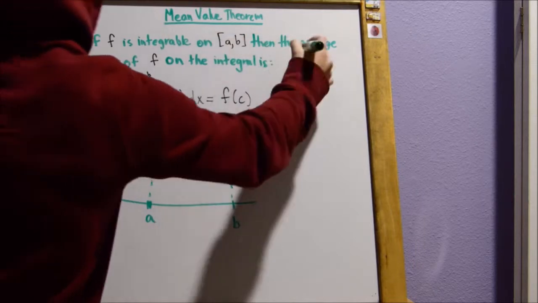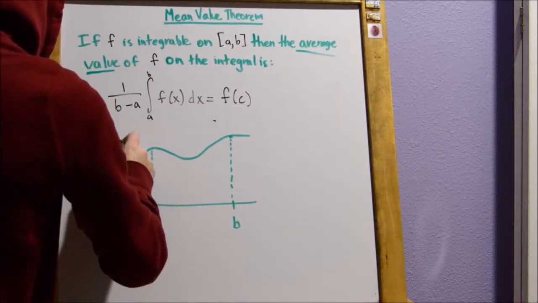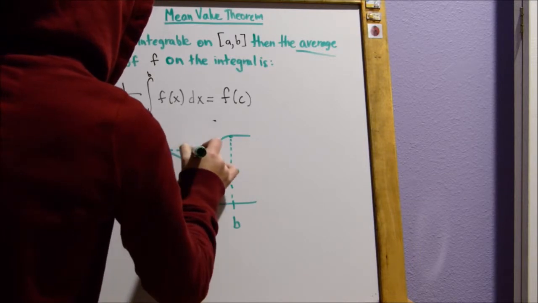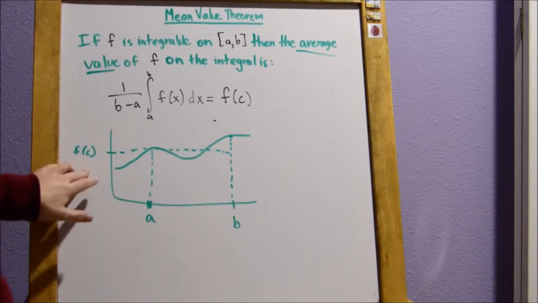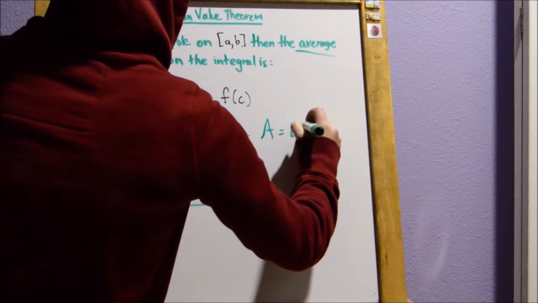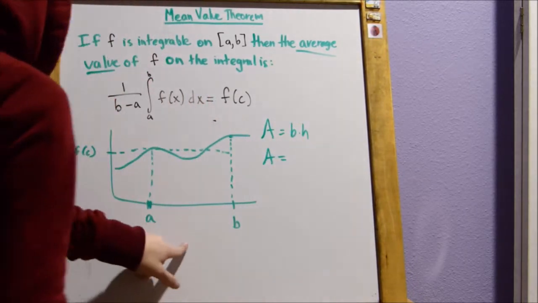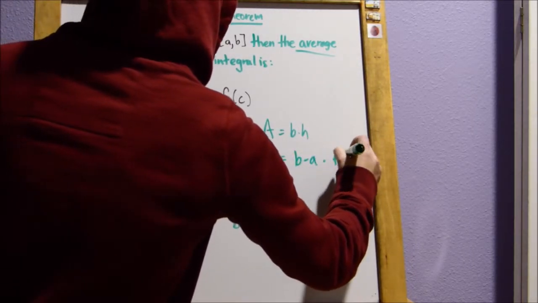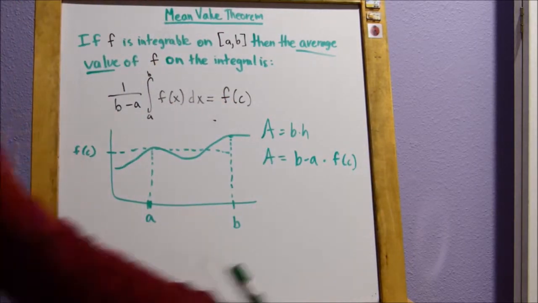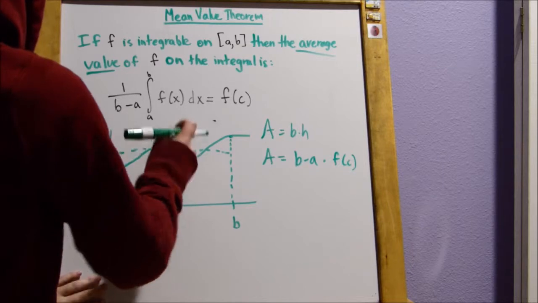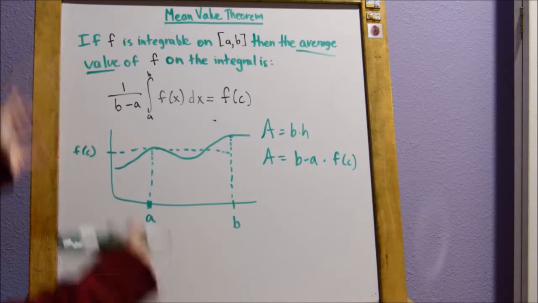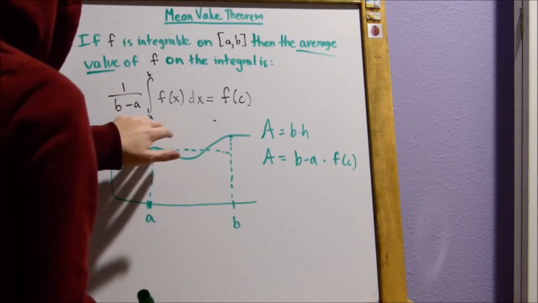So this average value is some point f of c in which the height is perfect. That means, let me find this height right here. If you use the equation area equals base times height, and you use the base as b minus a times f of c, f of c is the perfect height. It will give you exactly the perfect area underneath the curve from A to B. This is structured a little bit differently because you can see that.